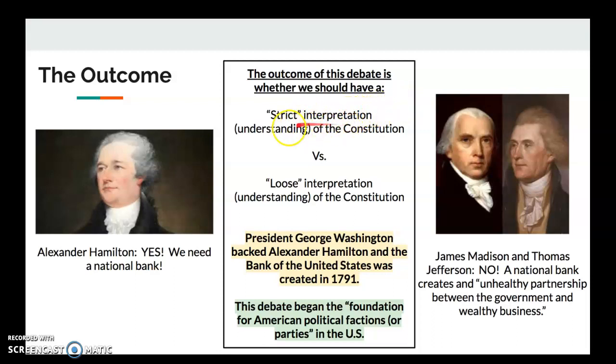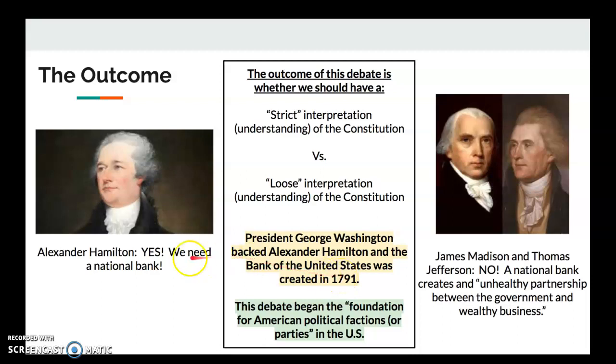So when we say strict interpretation of the Constitution, we mean that we're following it to the letter of the document, okay? And there's no information in there or no words in that document that say that Congress has the ability or the executive branch has the ability to set up a national bank. That's not in there, okay? George Washington backed Alexander Hamilton, and they ended up winning. They got their side, and the Bank of the United States was created in 1791.